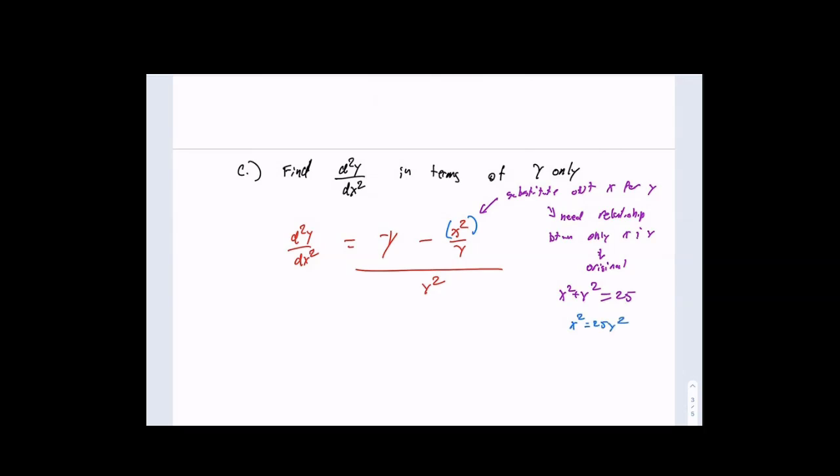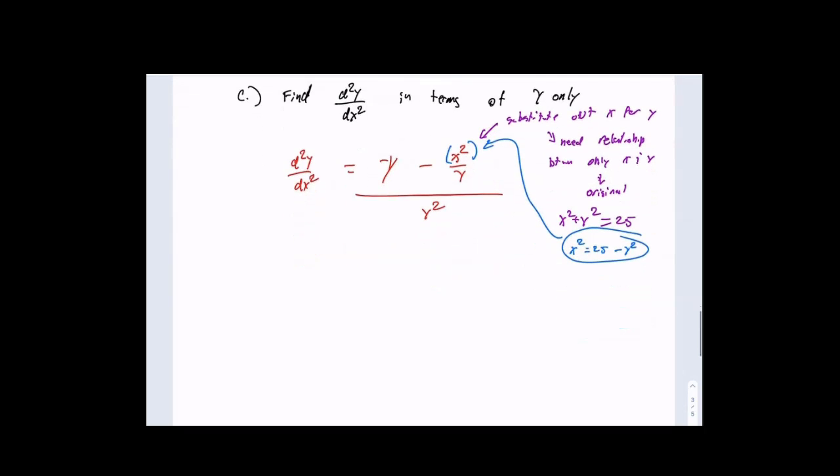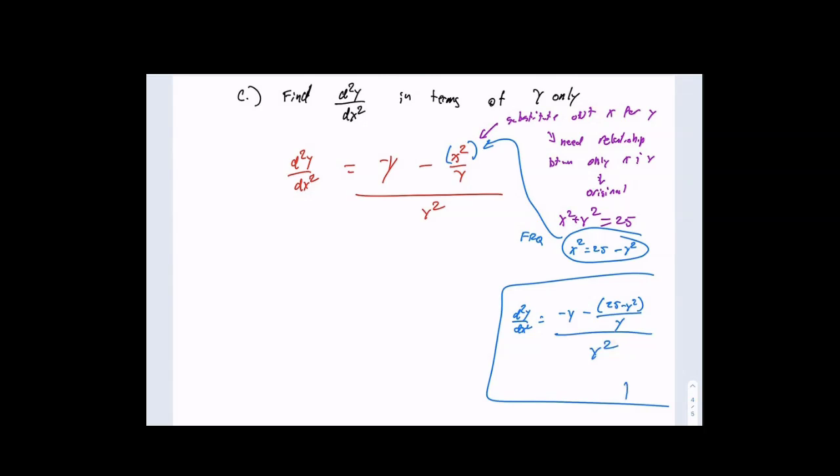Perfect. And that would technically give me my answer. However, it's going to be harder to simplify. So if this was a free response question, then you should just plug it in and be done with the problem. In other words, the second derivative is equal to negative y minus parentheses 25 minus y squared, close parentheses, over y, all over y squared. Call it a day. All right.